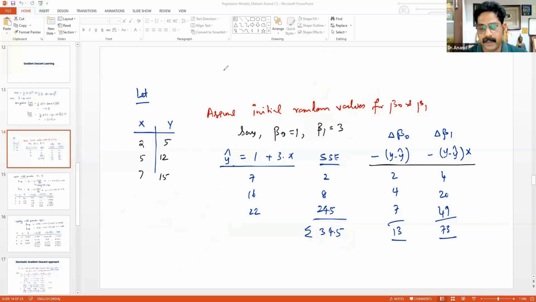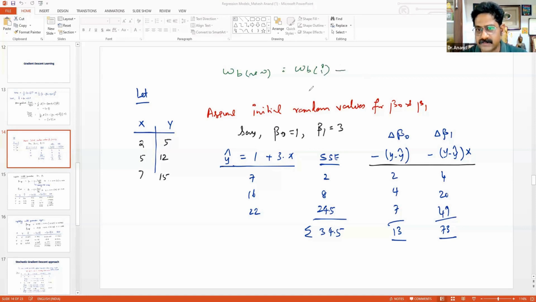To adjust, what is the formula to adjust the weight? Yesterday we have seen to adjust the bias, WB new is equivalent to WB initial.